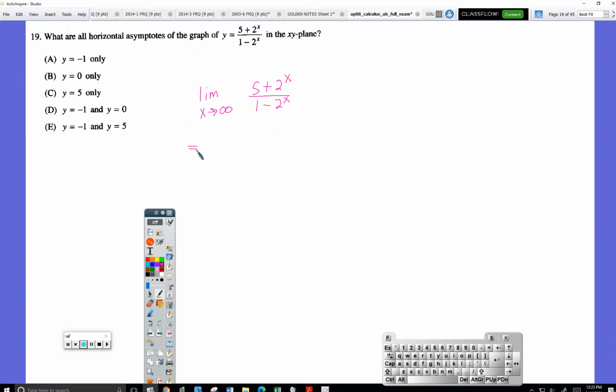Isn't it because it says what are all the horizontal asymptotes? Doesn't it also ask for the limit as x approaches negative infinity? Correct. Which is important for this. In many problems, they're the same. In this one, they are not. So let's keep going here.